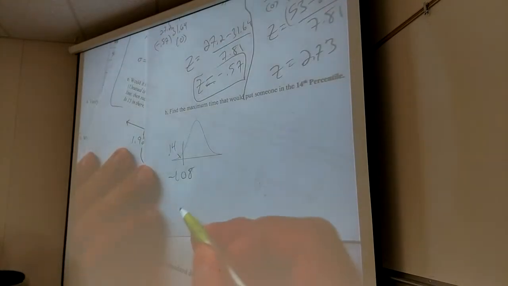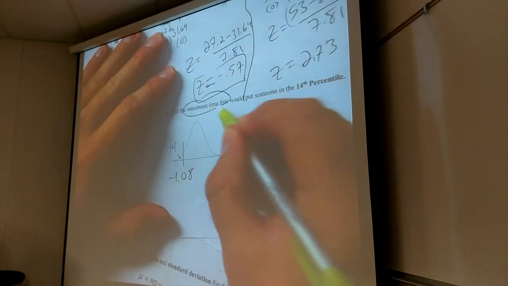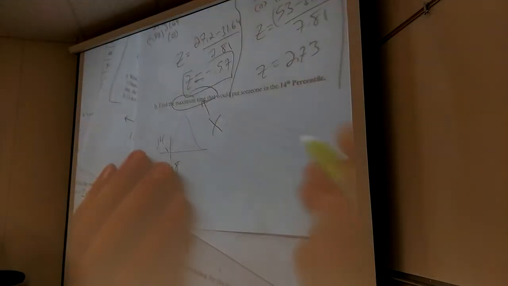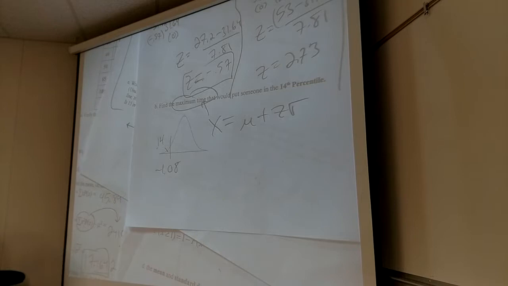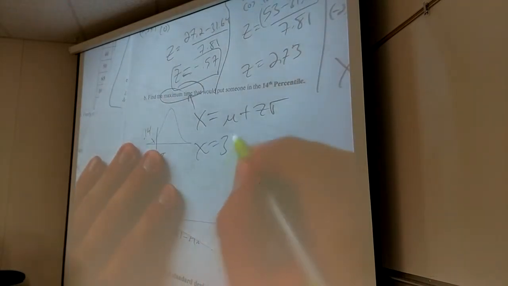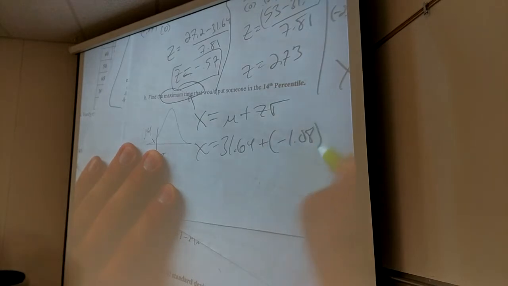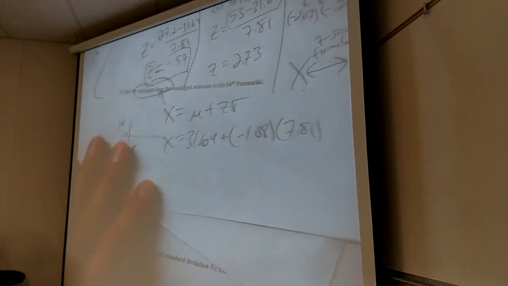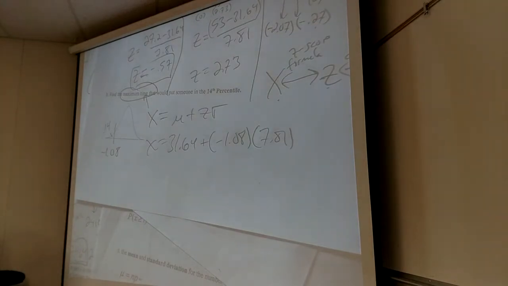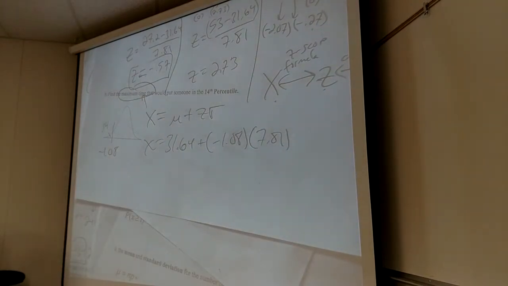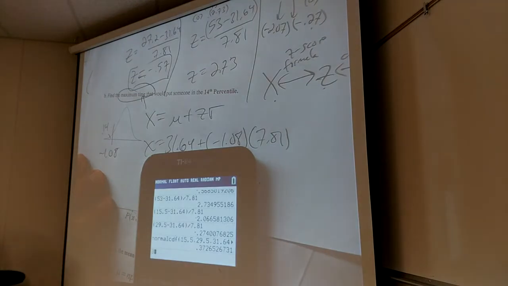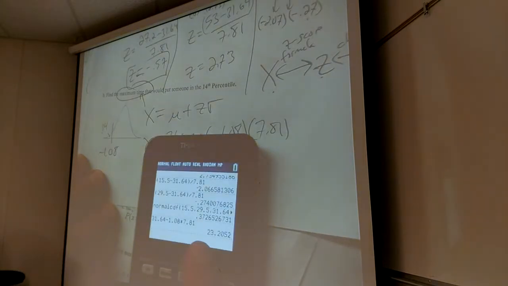What do I do with that? What's the question? The max time. So I want to get an X. And I know that X is mu plus Z sigma. So I know the mean. I know the Z-score now. And I know the standard deviation. You could have just made this a minus, but I just wanted to go right along with the formula. You should be getting 23.2, roughly.